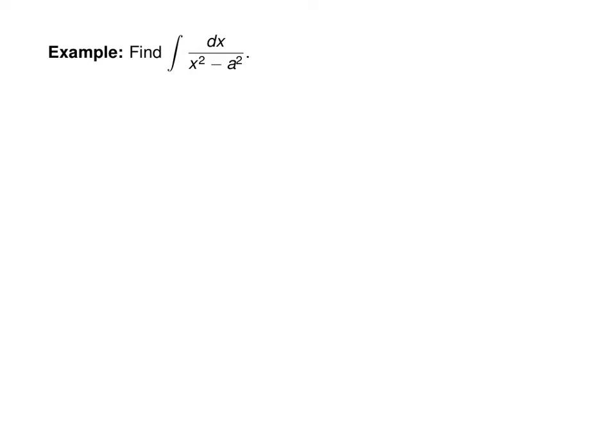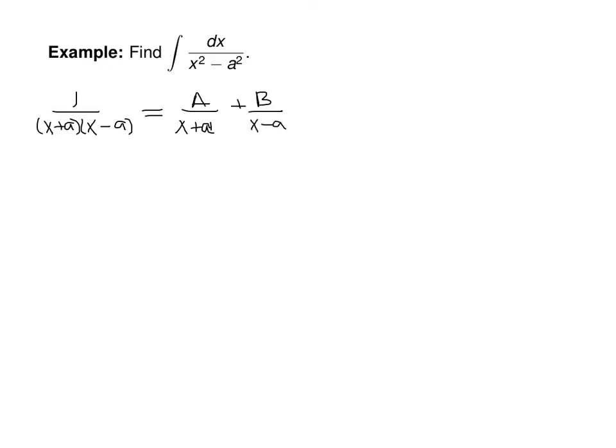So find the integral of dx over x squared minus a squared. So a is a constant, not a variable. The dx tells you that x is the variable. And actually, x squared minus a squared factors into (x plus a) times (x minus a). So we have 1 over (x plus a)(x minus a) is equal to capital A over (x plus a) plus capital B over (x minus a).